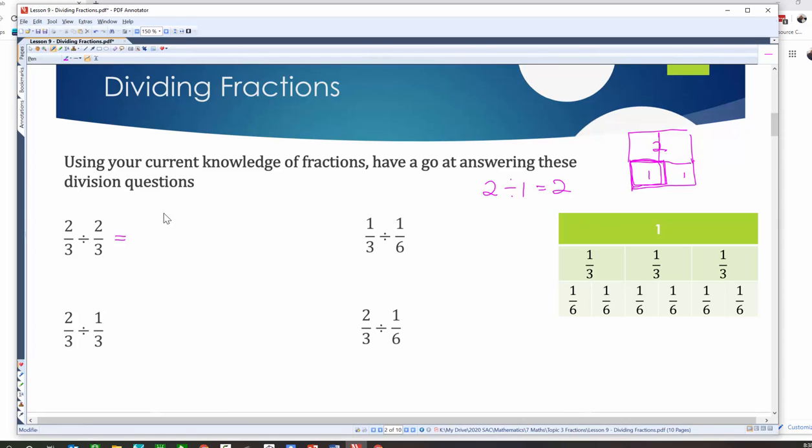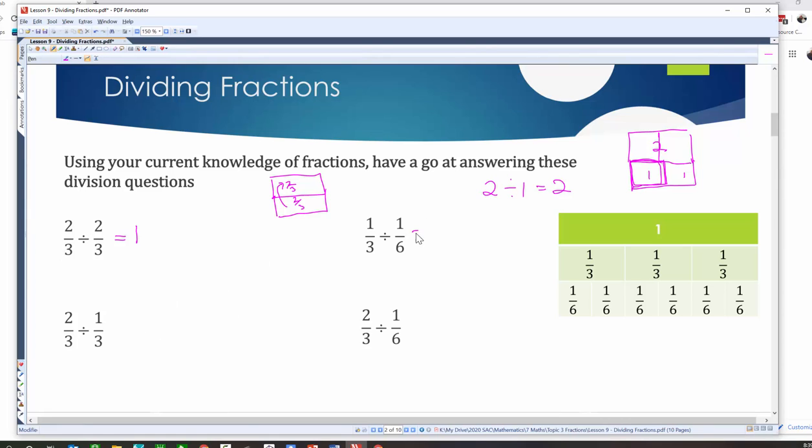And fractions is the same. We think about fractions exactly the same. So if I've got 2/3, how many 2/3 am I going to fit into 2/3? So again, if you want to visualize this, this is 2/3 and this is 2/3. How many of them am I going to fit into there? Well, the answer is 1. Okay, so one lot of 2/3 goes into 2/3.